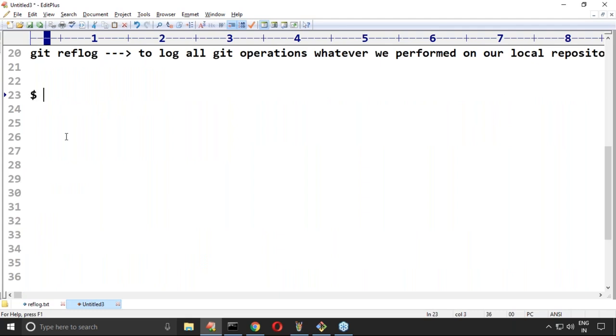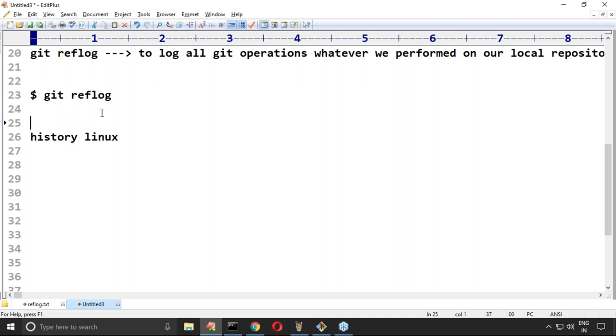Next, how can you use it? What is the syntax? With git reflog, by default we get complete information about whatever operations we did. It is something like the history command in Linux. Whatever operations you did on our virtual machine will by default be recorded. Similarly, all operations we performed on our local repository will be recorded by using git reflog. I will show with an example, don't worry.